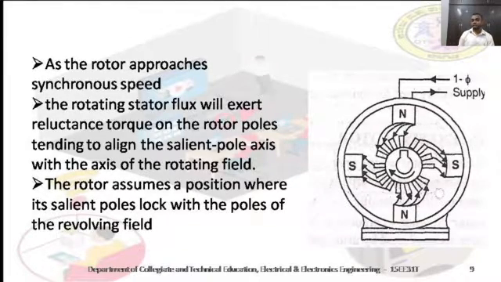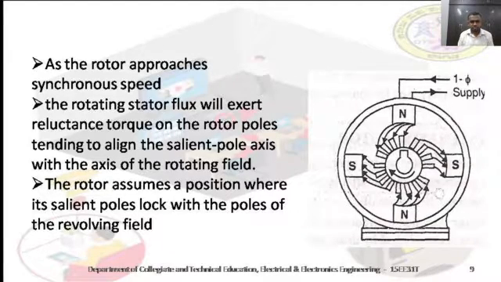Since we are using an auxiliary winding, we are getting a revolving or rotating magnetic field. The magnetic field is rotating here. So in order to achieve that, the rotor also gets aligned in the same direction. Hence, it will be running nearly equal to the synchronous speed. That's why we call it synchronous speed.